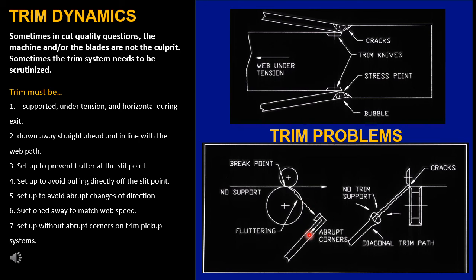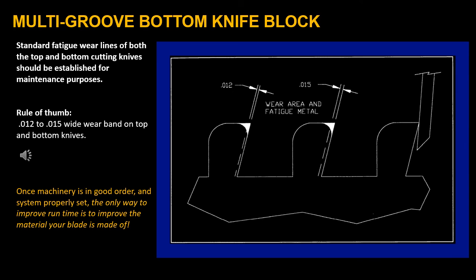Trim suction speed should match or exceed the web speed. Fluttering trim will aggravate break-off tendencies. Avoid abrupt corners on your trim pickup systems. Standard fatigue wear lines on both the top and bottom cutting knives should be established for maintenance purposes. A general rule of thumb is 12 thousandths to 15 thousandths wide wear band on your top and bottom knives.